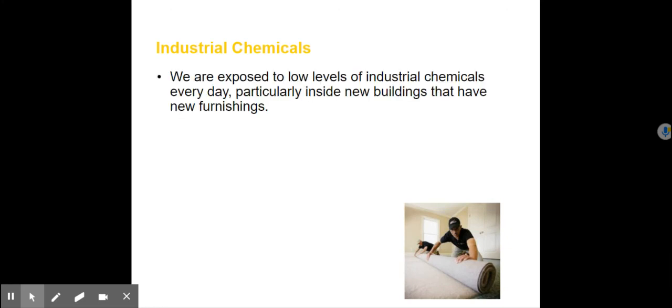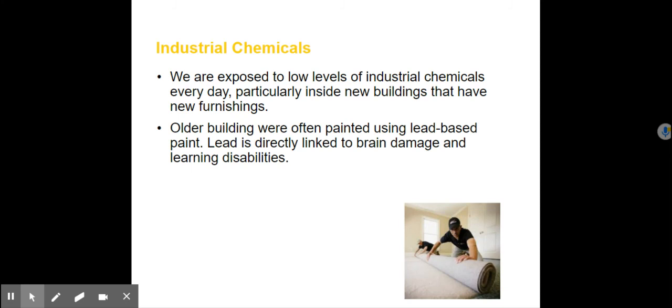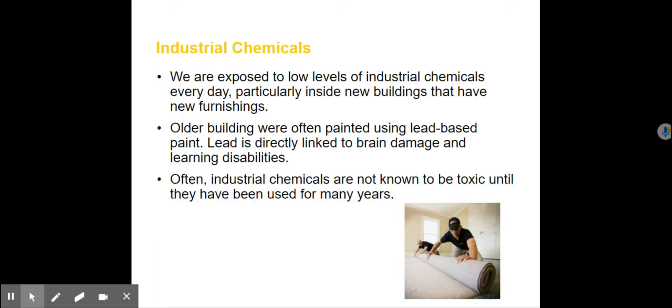Industrial chemicals. We are exposed to low levels of industrial chemicals every day, particularly inside new buildings that have new furnishings. Older buildings were often painted using lead-based paint. Lead is directly linked to brain damage and learning disabilities. Often, industrial chemicals are not known to be toxic until they have been used for many years.